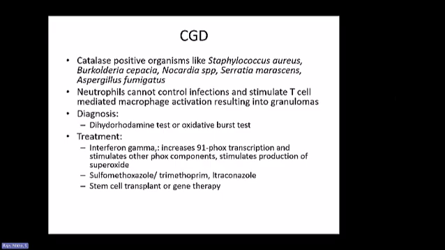Treatment is by antimicrobial prophylaxis. It's called triple prophylaxis, which is antibacterial, antifungal prophylaxis, as well as interferon gamma. In a small study, it has been shown to increase the NADPH oxidase capacity of these neutrophils. All of this is supportive therapy. The curative therapy is stem cell transplant. There is gene therapy available on a research basis.